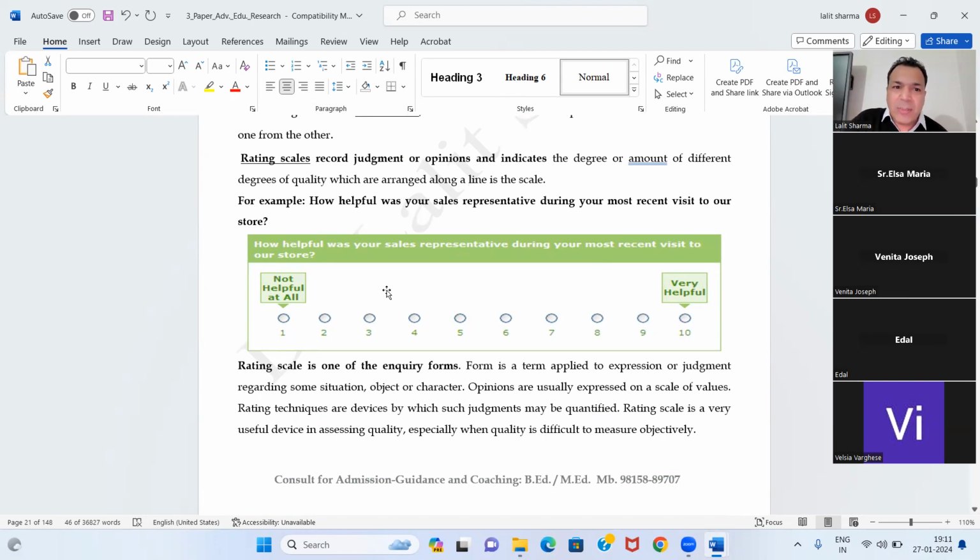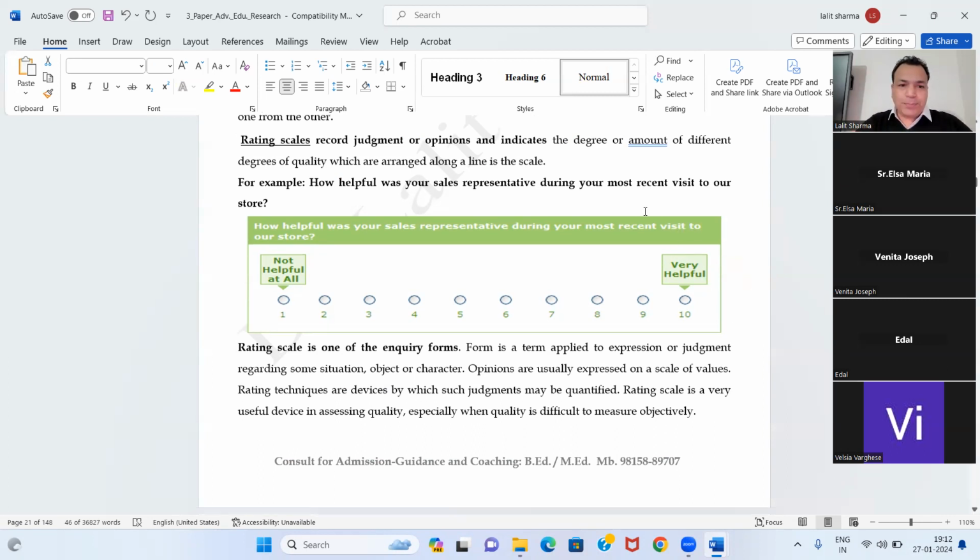Once you give the rating, for example, 1 means not helpful and 10 means very helpful, meaning 10 out of 10 you have given the marks. For example, you purchase a lot of things, and after you reach your home, you get a call from the service center. They ask after some days, for example you purchased a bike or a car, how much rating you give our car, one is not helpful and 10 is very helpful. So this is called the rating scale, right, guys?